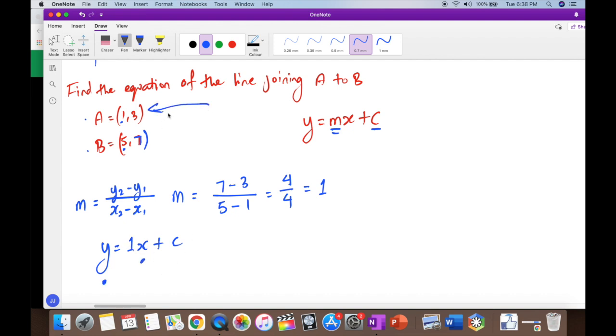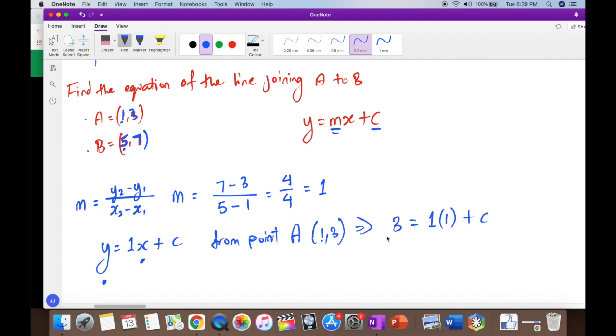Well, look at this. We have 2 different examples of x and y, and point A is supposed to lie on this line. So point A tells us that when x is 1, y is 3. Point B tells us that when x is 5, y is 7. We can use any one of the points, we don't need to use 2. Let's just use point A, because it is easier. From point A, which is the point (1, 3), y is 3, so 3 = 1 × 1 + c. This means 3 = 1 + c, so c = 3 minus 1, c = 2.